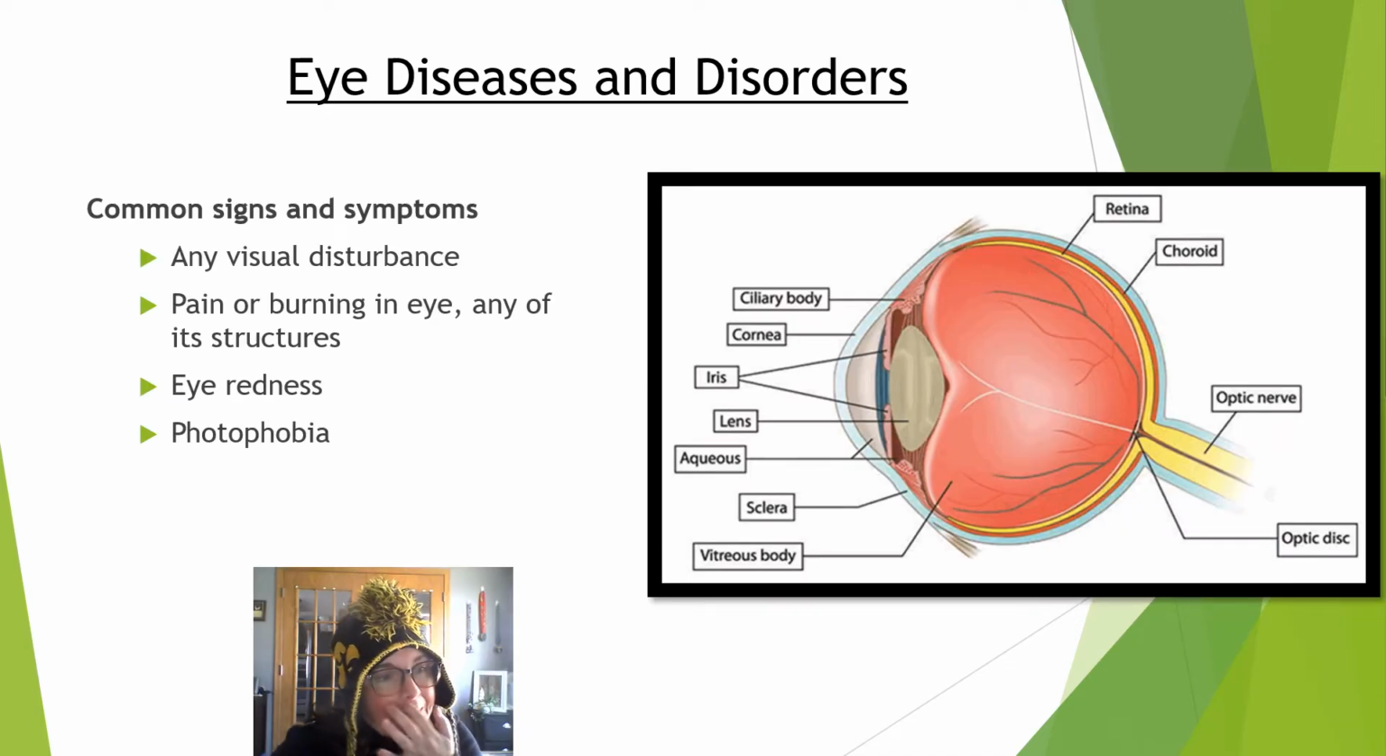All right. So we're going to start with the eyes. Common signs and symptoms: ask the patient about any visual disturbances, pain, burning in any part of the eye, eye redness, photophobia, so it's affected by light, which is light disturbances. Get familiar with the eye anatomy here because some of the diseases affect only certain parts of the eyeball.